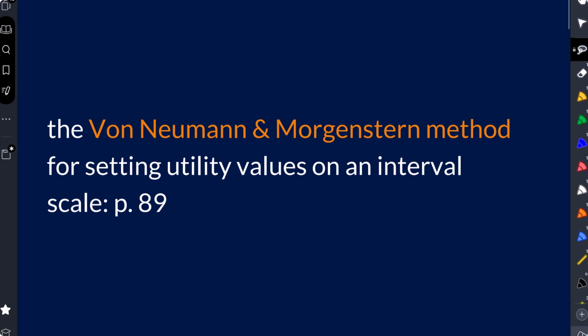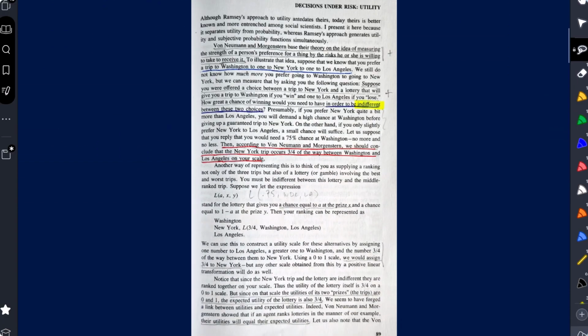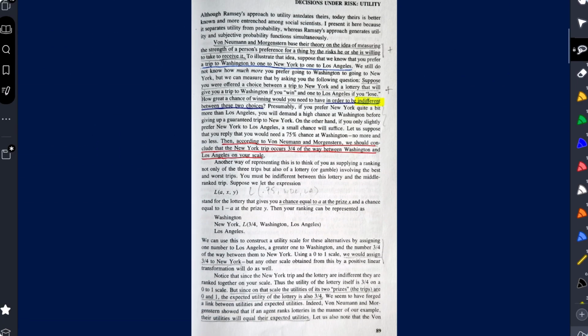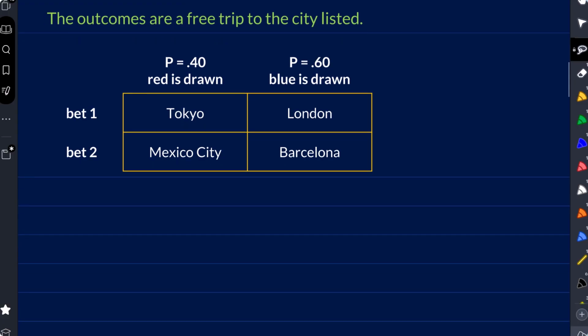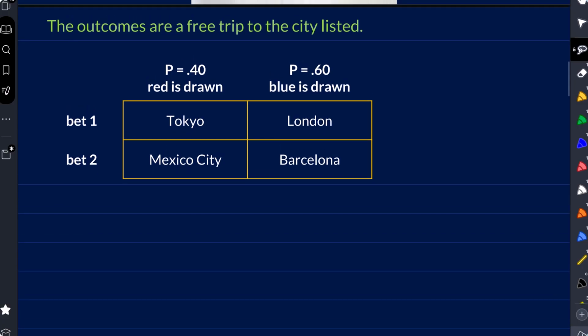All right. In this video, I'm going to go over what we call the von Neumann and Morgenstern method for setting utility values on an interval scale. This is explained in the chapter on page 89. In addition to looking at the chapter, you should also look at the notes that I've posted. In this video, I'll just illustrate the process to show you what it looks like when you're doing it.